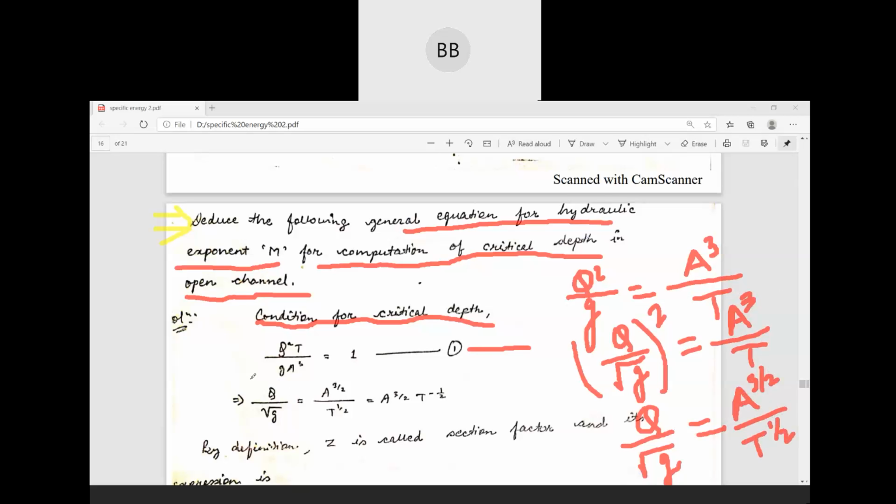So you write this equation. Q by root over G is equal to A to the power 3 by 2 divided by T to the power half. Again you can write it in this way also: A to the power 3 by 2, and T to the power half in the denominator you can write as T to the power minus half. As it is divided, if you put it in the multiplication, then the power will be negative. Okay, so then we move on to the next line.